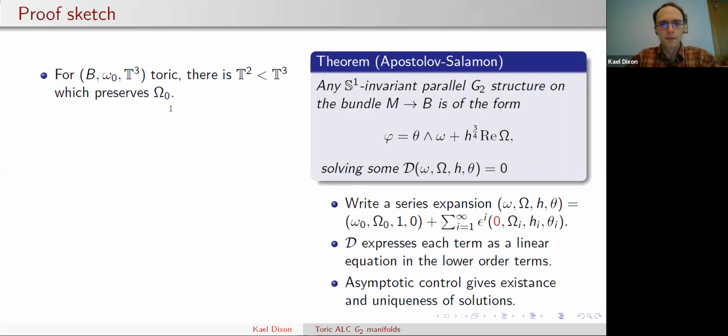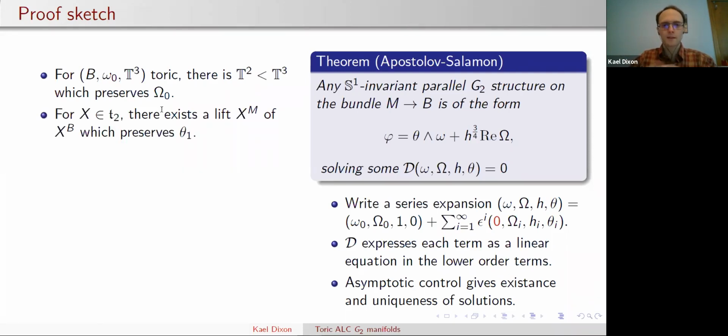But there's also this complex volume form, and so you end up having a two-dimensional torus, which also preserves the complex volume form. And then if you take a quotient of these tori, you get a circle action, which just acts by changing the phase of the complex volume form. So it's all very well understood.